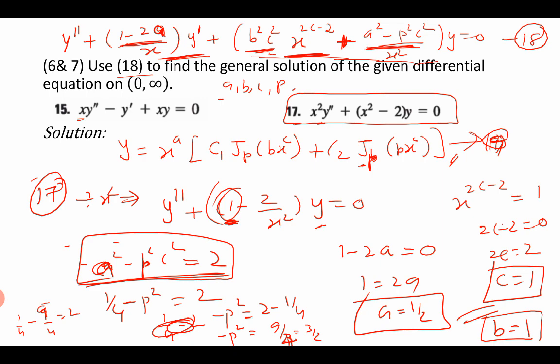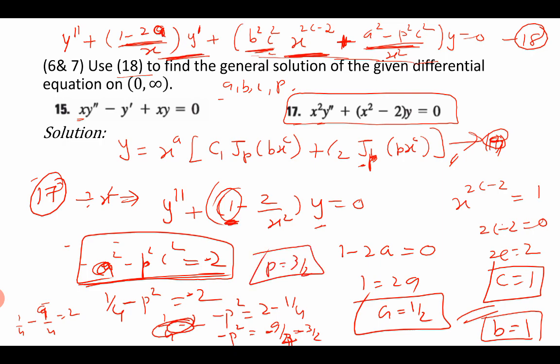it will be negative 2. It should have been negative 2, right? Of course. Then it will be negative 9 by 4. p square is equal to, yeah, that's right. It should have been negative 2. And then we solve this one. p is 3 over 2.